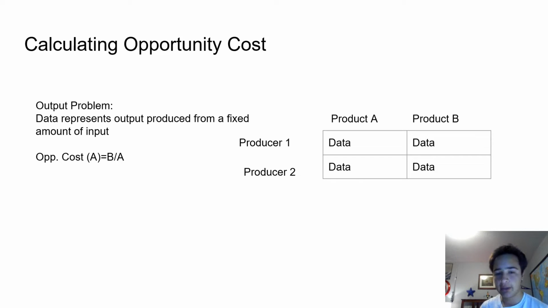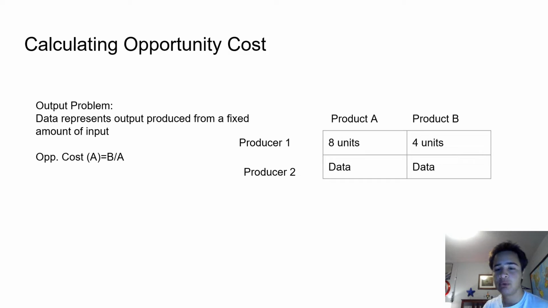So calculating opportunity cost. There's two different problems for calculating opportunity cost. The first one we'll be looking at is the output problem. An output problem is when data represents output produced from a fixed amount of input. So if you're looking at anything that produces something, this is going to be an output problem, and you find it by finding the opportunity cost of A. You have B over A in the data.